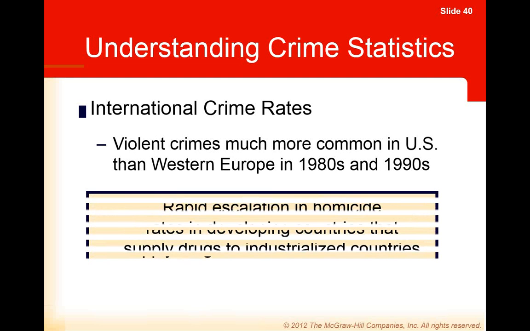International crime rates. We do have more violent crime here in the U.S. This continues to be true. You also see rapid escalation in homicide rates in developing countries supplying drugs to industrialized countries.